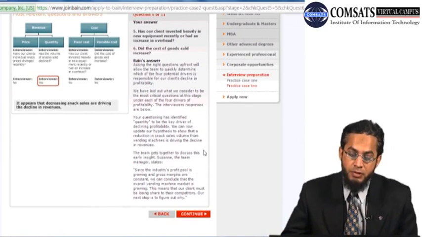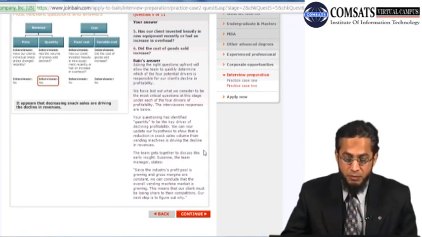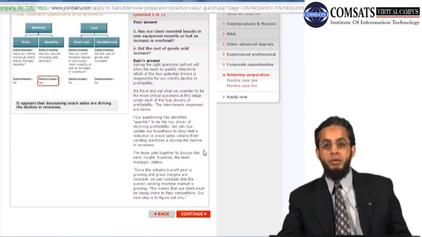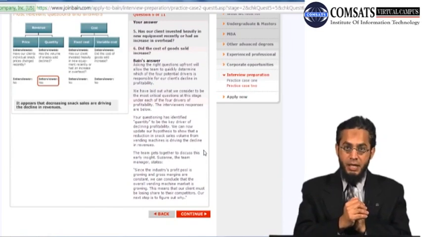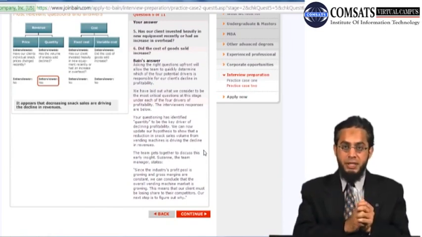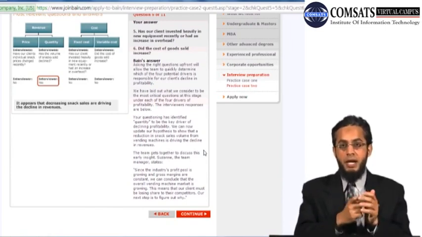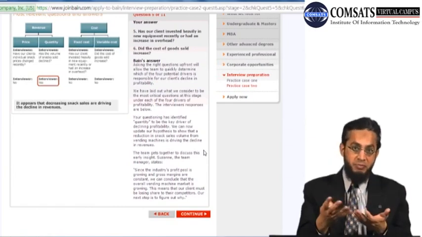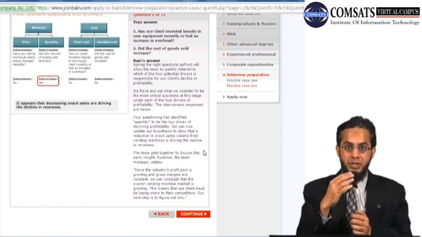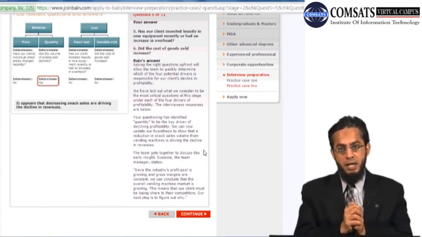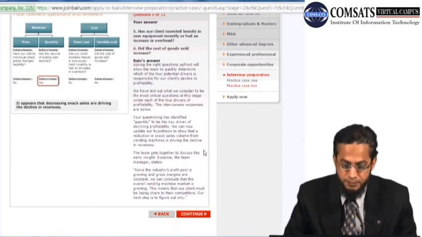Since the industry's profit pool is growing and gross margins are constant, we can conclude that the overall vending machine market is growing. So वही conclusion के externally तो कोई issue नहीं है. Profit margins भी increase करते जा रहे हैं. Compounded annual growth rate is 5% annually, which means that the industry is experiencing significant growth rates. But the problem is with this company then.